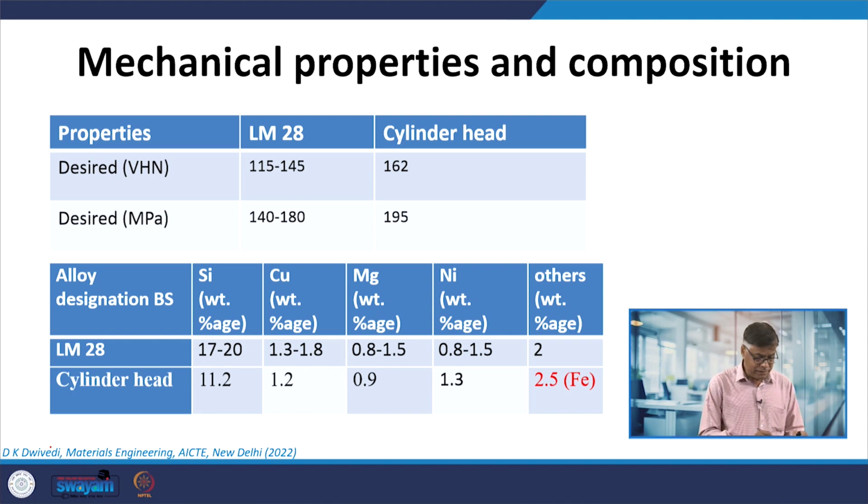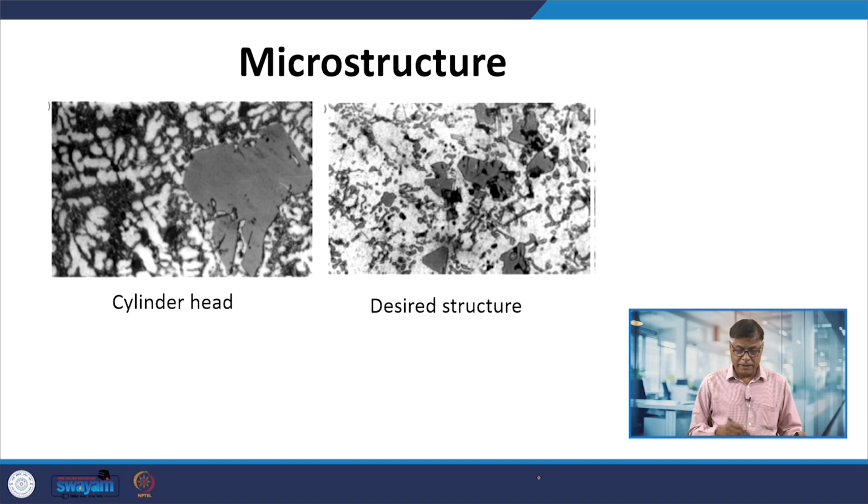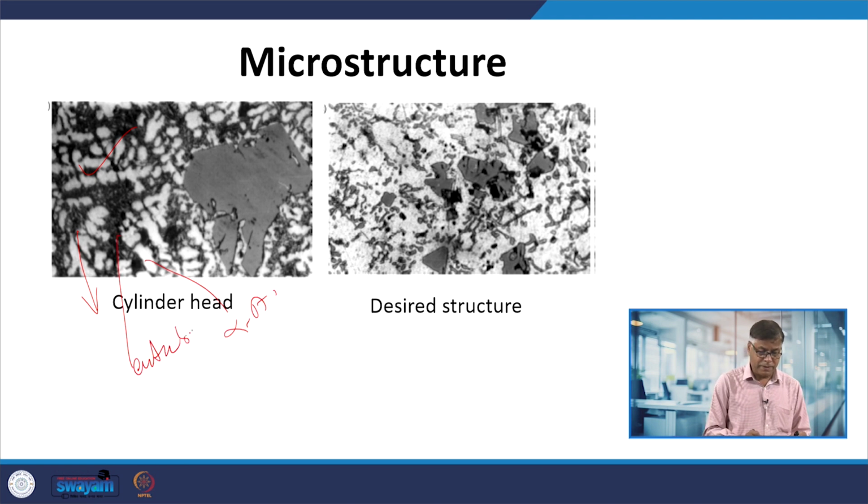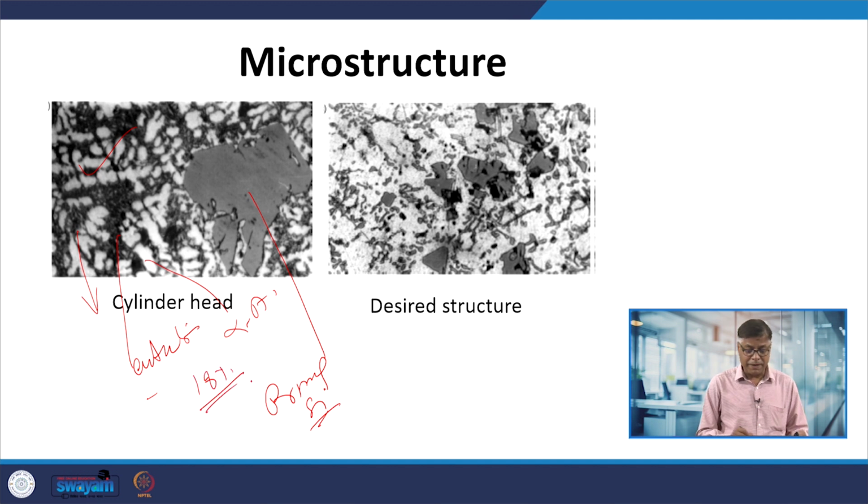So, this was happening primarily due to the higher iron content. In addition to that, when the microstructure study was carried out, the cylinder was found to have the as-cast structure with alpha aluminum and the eutectic matrix, with the primary silicon particles, as expected, because it was a hypereutectic aluminum silicon alloy. So, it is supposed to have big primary silicon particles, but this is the condition in case of the as-cast alloy.